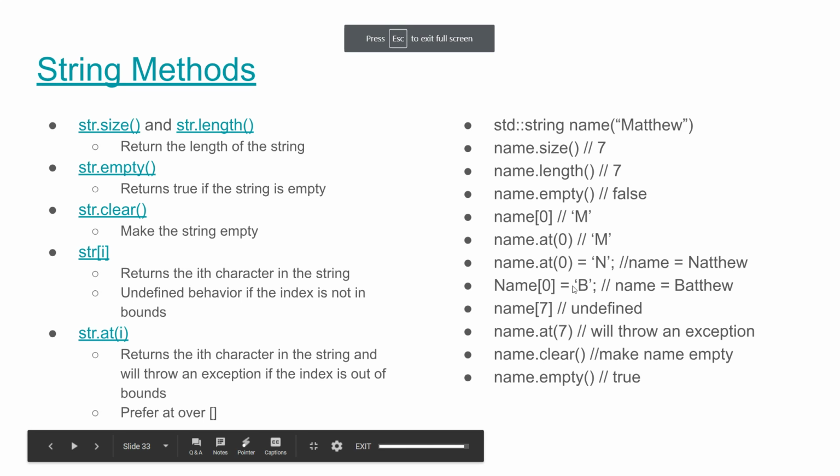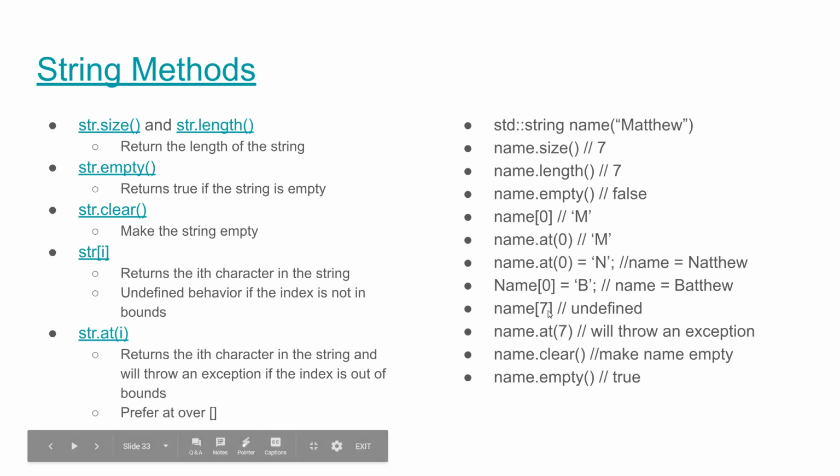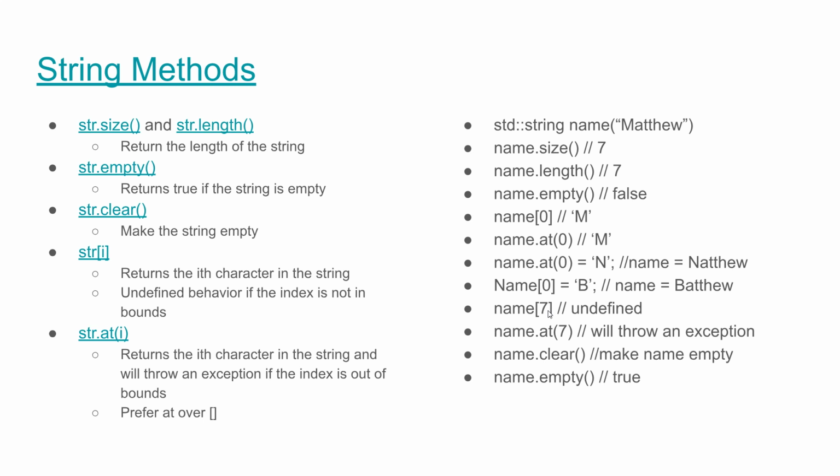Some of the other ones that are interesting to look at: if you do name[7], it's undefined. I don't know what's going to happen here. If you try to change that to be something, I don't know what's going to happen. You could get a segmentation fault. Something weird might happen. But if you do at(7), then it will throw an exception and you'll get an error because 7 is out of bounds, because again, the 0-based indexing. And then clear would make the string empty. So when you call empty, it would then be true. Any questions?